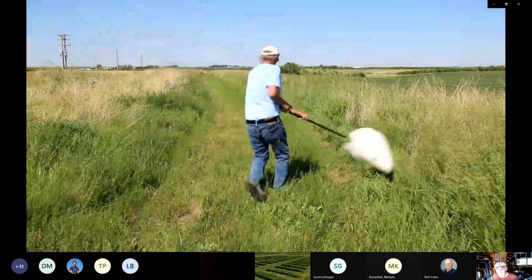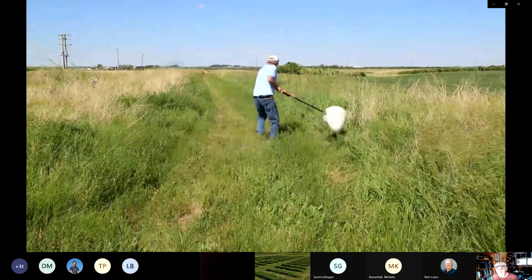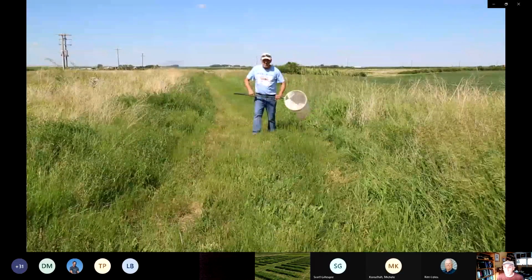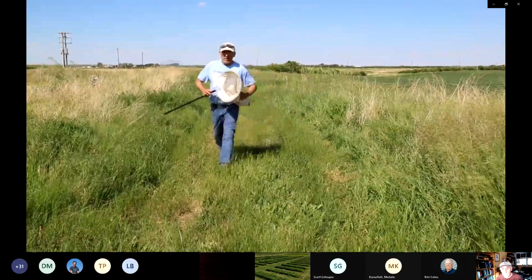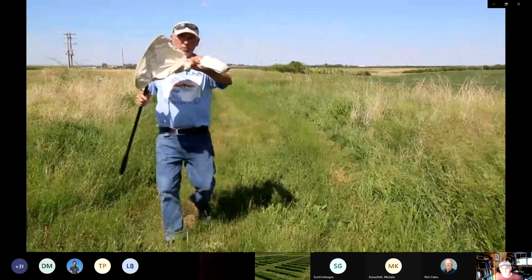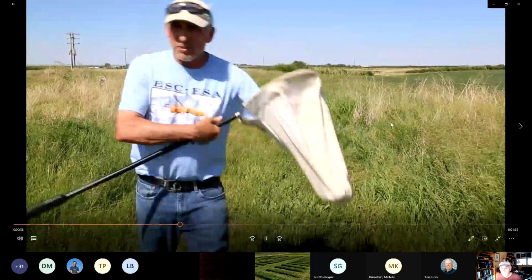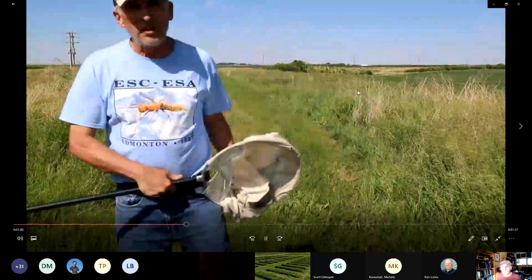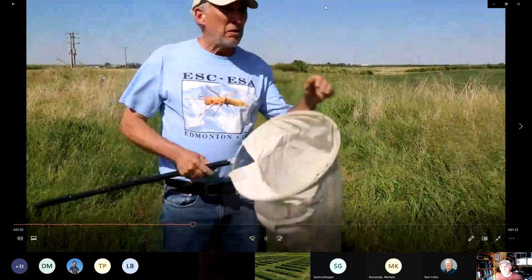Try to go 180. You see I'm swinging past because I want a full 180 there. And then the insects are in the bottom. You can take a look and do a count. At this point, if you wanted to take a photo and send it to an expert, it'd be easy to do.